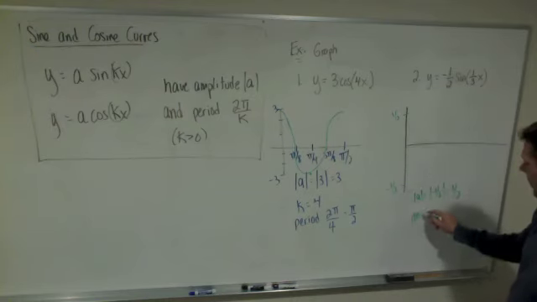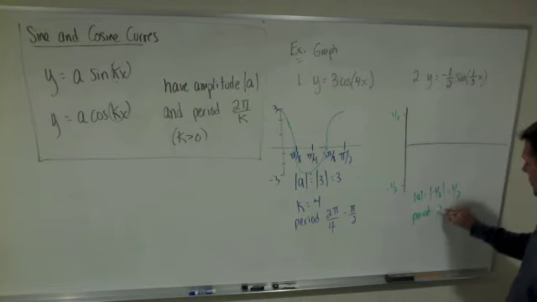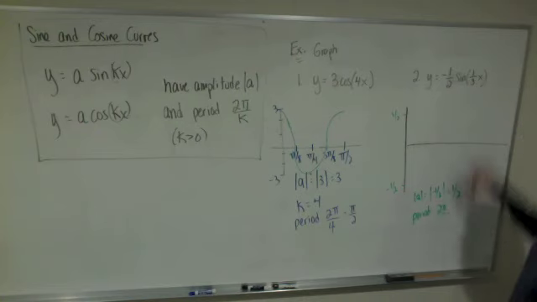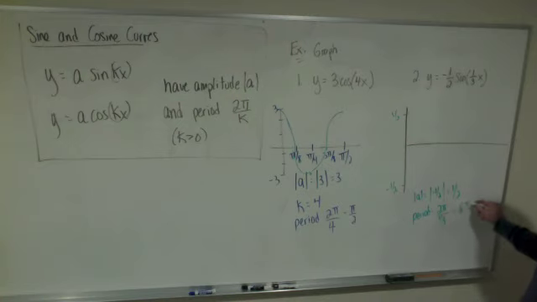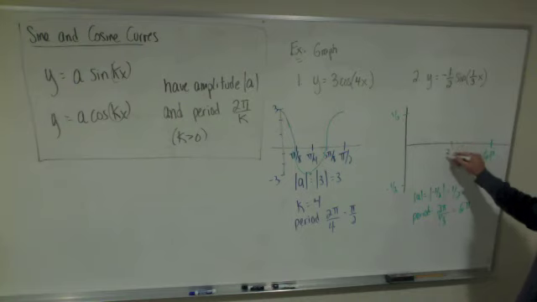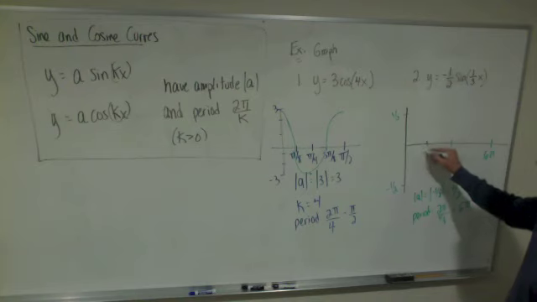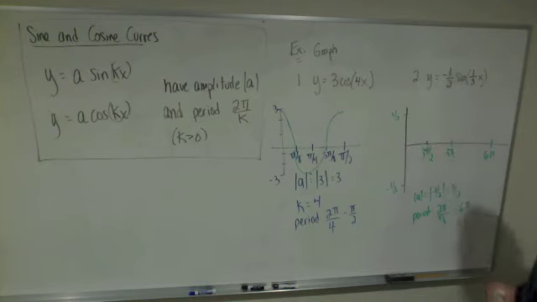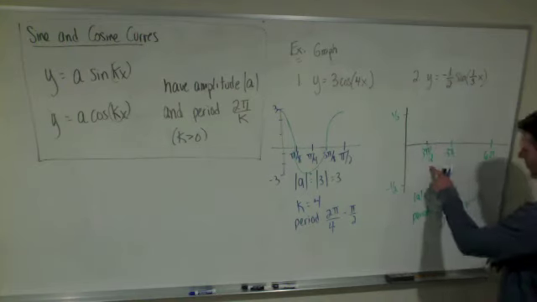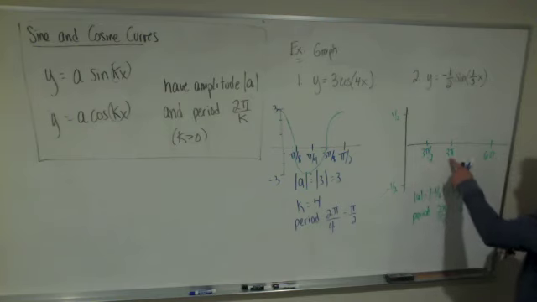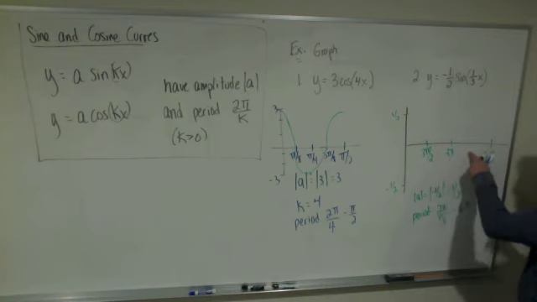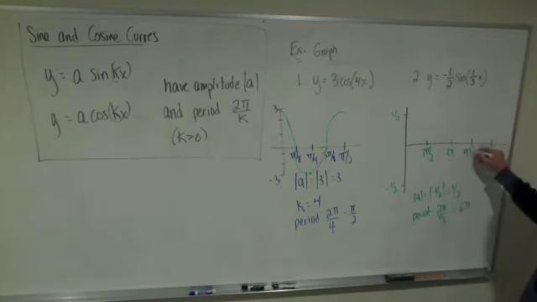We also want to know the period. Well, the period is 2 pi over k. In this case, k is 1/3. Well, 2 pi divided by 1/3 turns out to be 6 pi. So this whole thing's going to be done in 6 pi. So that's half of 6 pi, and then half of 3 pi is going to be 3 pi over 2. And that's 3 pi over 2, right? This is going to be 6 pi over 2, correct? And so then that's going to be 9 pi over 2.